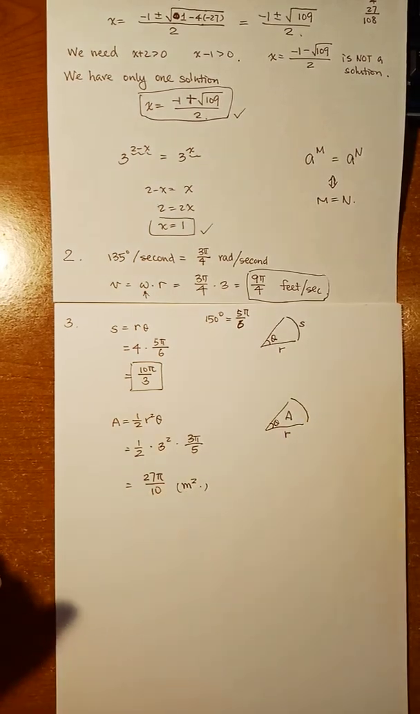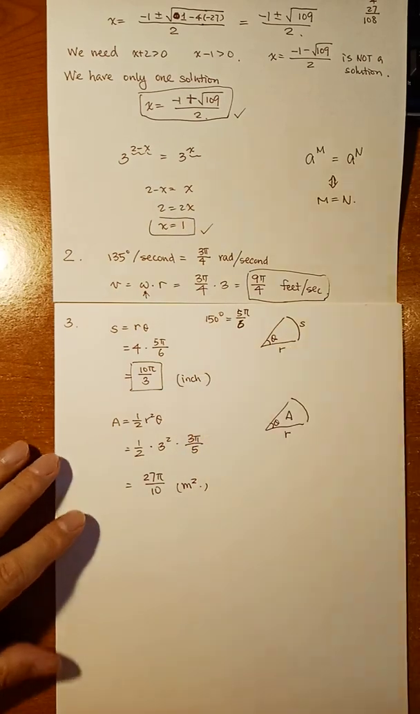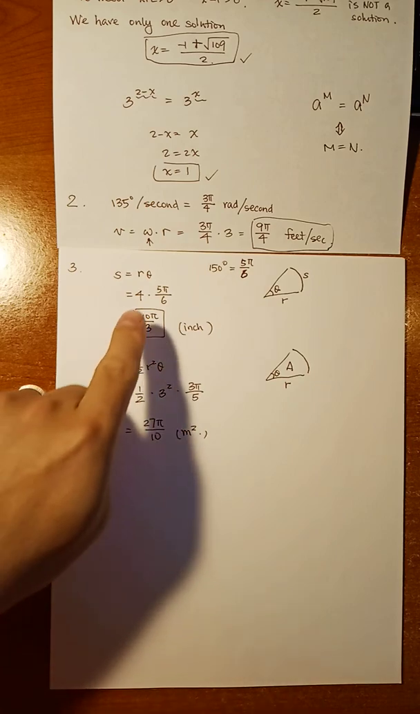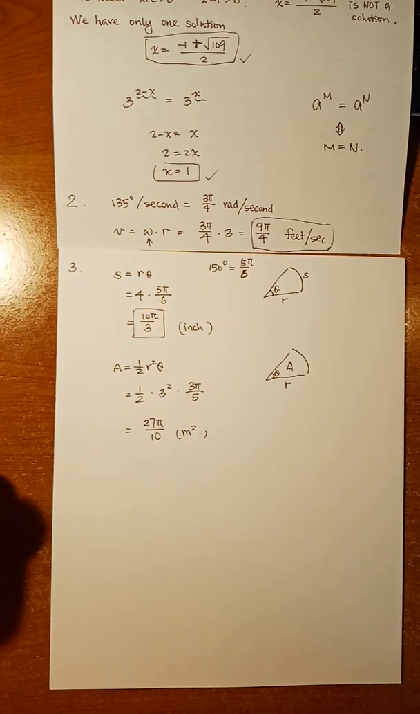The unit is meter squared. It doesn't matter whether you write the units or not, but it looks like this. Whenever you multiply the angle by the radius, you're supposed to use the radian.